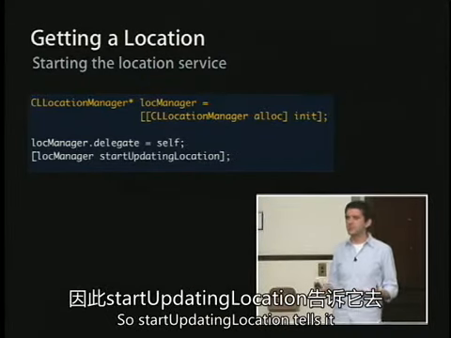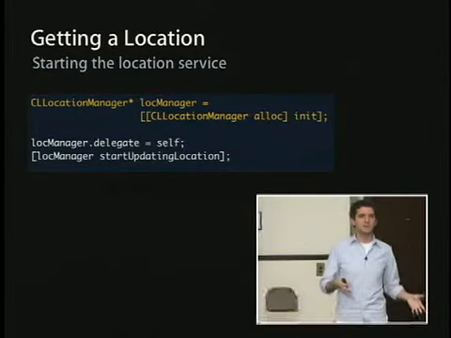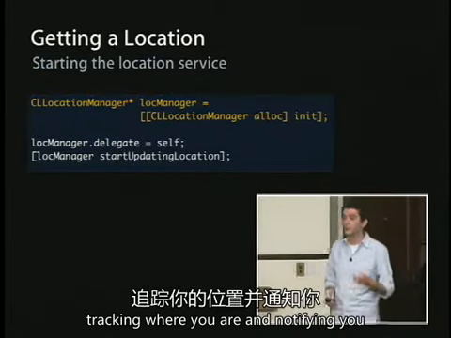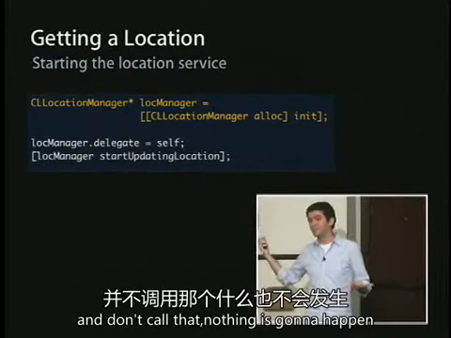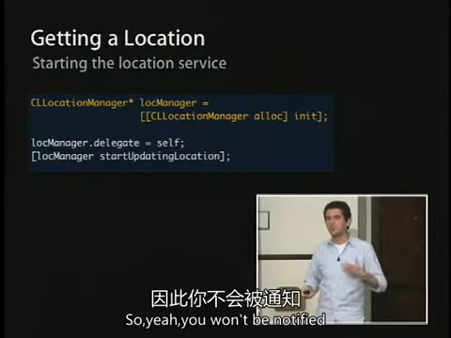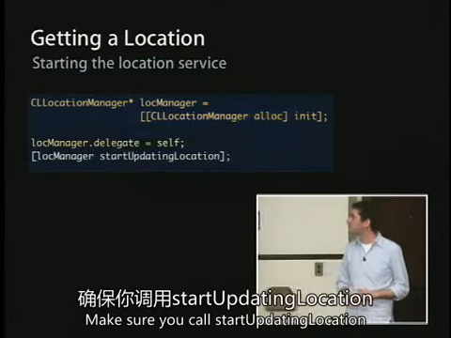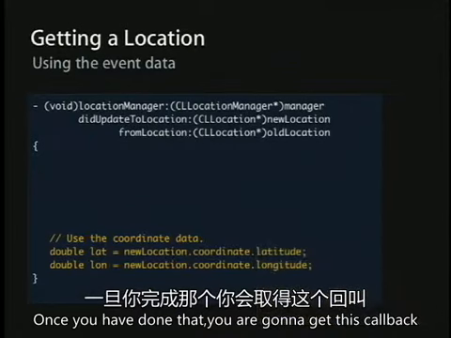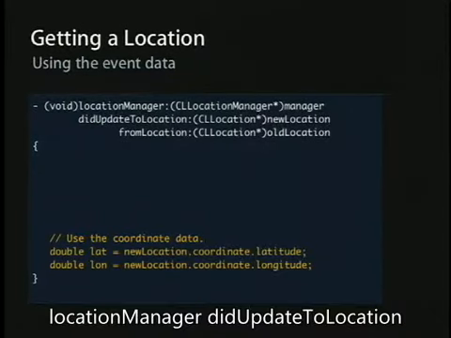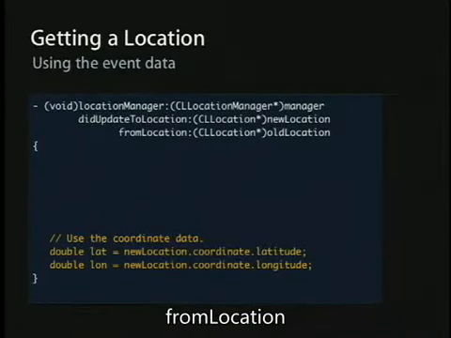So startUpdatingLocation tells it to begin generating these notifications, tracking where you are, and notifying you. If you just allocate it and set your delegate and don't call that, nothing's going to happen. So you won't be notified. Make sure you call startUpdatingLocation. Once you've done that, you're going to get this callback: locationManager:didUpdateToLocation:fromLocation:.